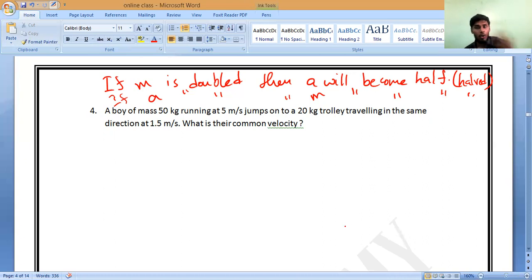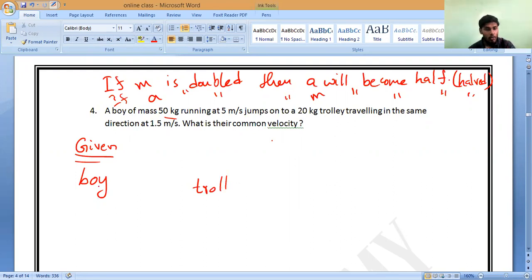So momentum before and momentum after. Momentum after, it will become together. M1 plus M2 become M, and V1 plus V2 become V together. So now what is the momentum formula? Law of conservation of momentum formula, please tell me. Mass into velocity. First, law of conservation of momentum. Given, you tell me first. Given: a boy of mass, how much? Let me consider 50 kg. Boy, and it is a running trolley.